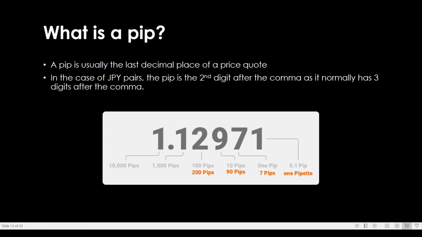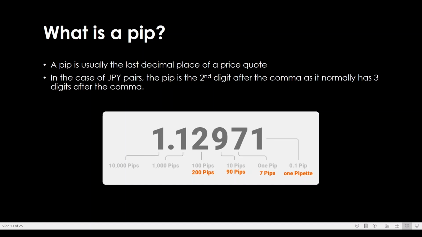And I'm going to show you how to count those pips. Now, if you look at this number, 1.12971, the last digit to your extreme right is what we call a pipette, which is a fraction of a pip. And then the 4th digit after the comma, second from your right, is what we call the pip. So if we were to count the last 2 digits, we see 7 pips and 1 pipette, right?